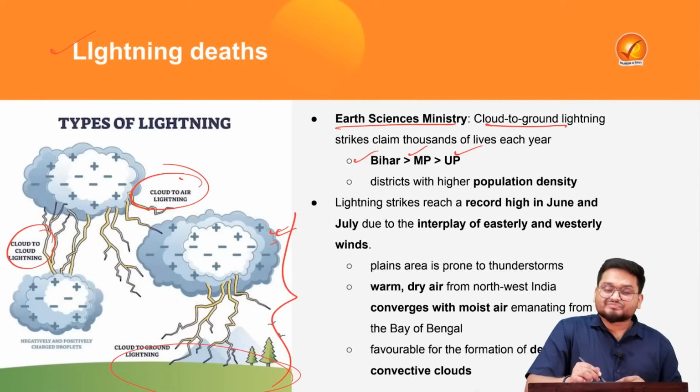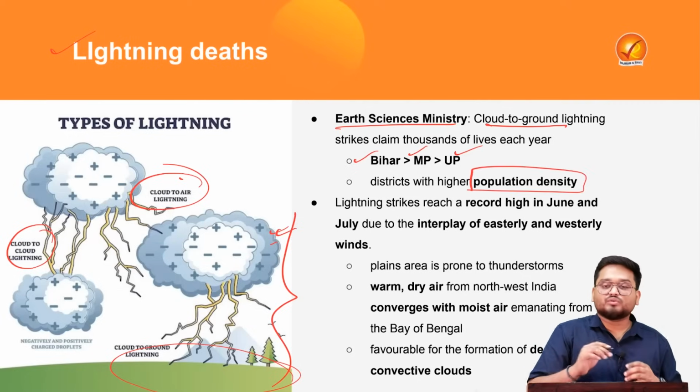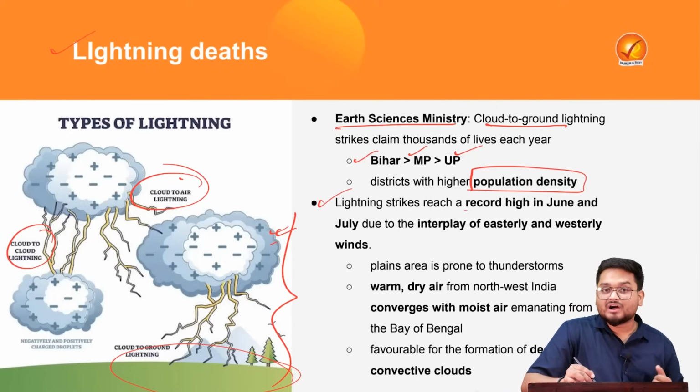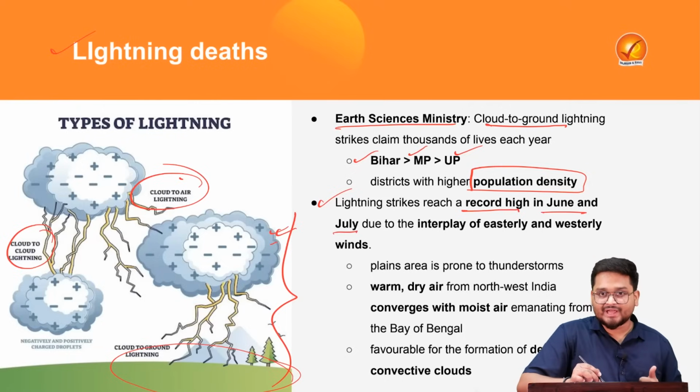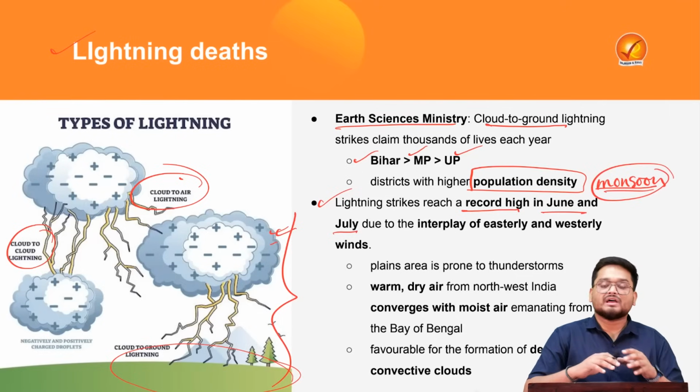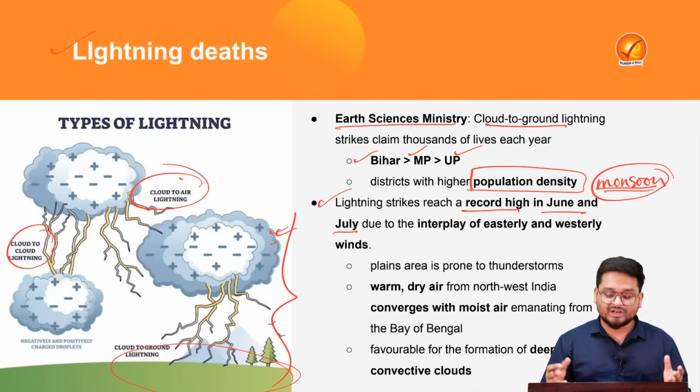The districts which are more prone to lightning are those having higher population density, and lightning strikes hit a record high in June and July, because in these months we also have the phenomenon of monsoon, which is accompanied by a large number of thunder clouds too.